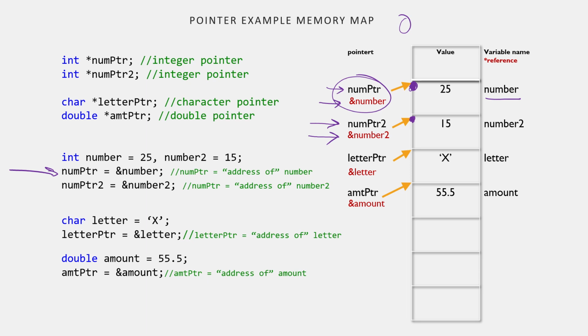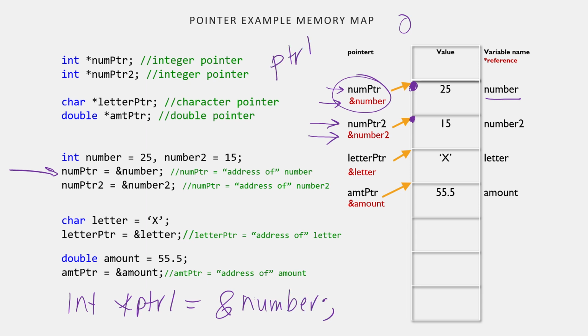And there's no relationship like this. I could say int pointer 1 equals address of number. And then I could have a different pointer, and it would also point here. So just because this is num pointer and num pointer 2, there's not a relationship between the name of the pointer and the name of the variable. I just did it to make it easier to understand.